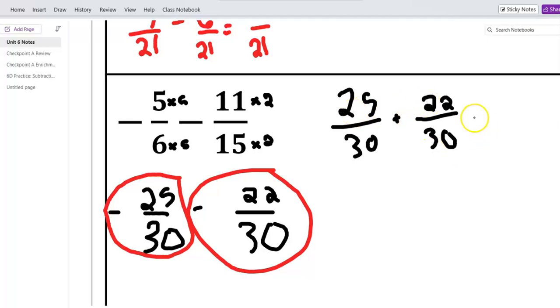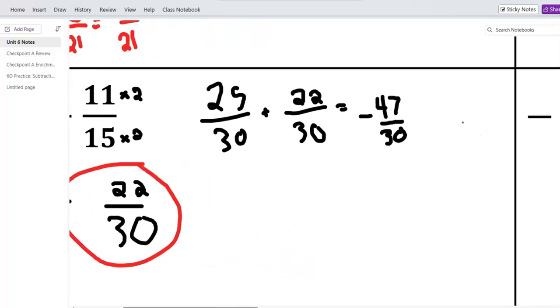25 plus 22 is going to give us 47. And our denominator does not change. And we keep the sign of the higher number. 25 was higher than 22, so it was a negative. And again, they were both negative anyways, so it doesn't matter. It's just going to stay negative.